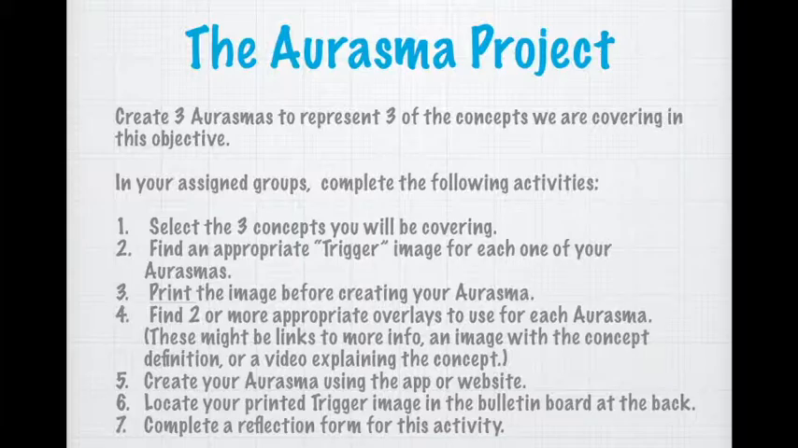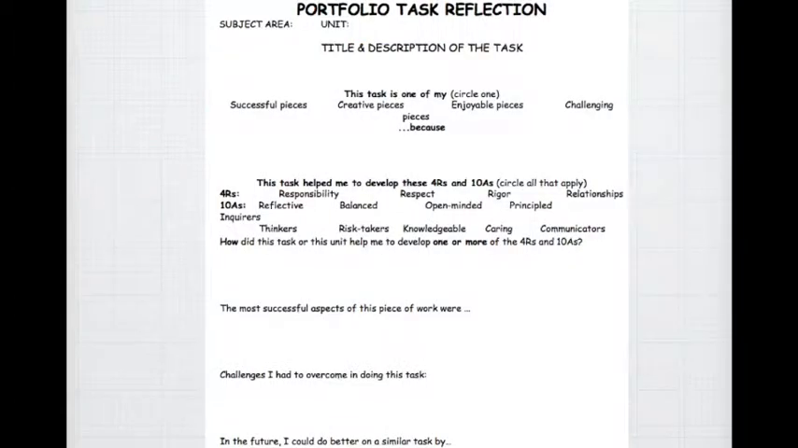After that, the very, very important part of this activity is that we're going to use this project as part of your student portfolio for this year, for this unit. So I want you to complete a reflection form. This last step, this 7th step, is of course an individual one. After you have posted your Erasmus, I want you to refer to the portfolio task reflection that we have been using for portfolios, and I want you to complete this individually.